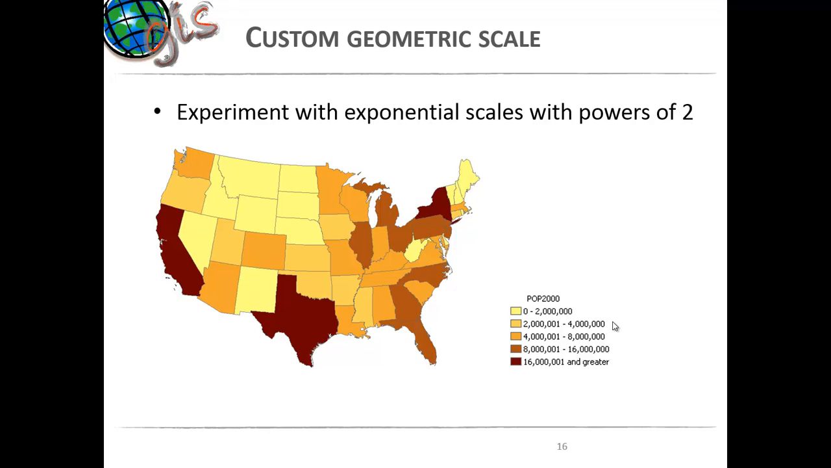What if we do exponential scales with the power of 2? We get a different looking map. I'm not too sure if this is the best looking map.